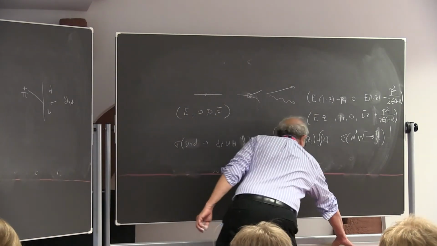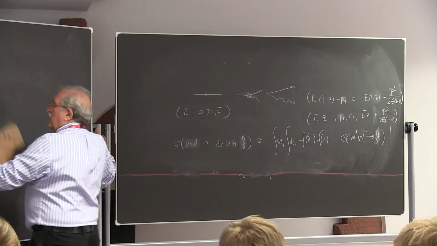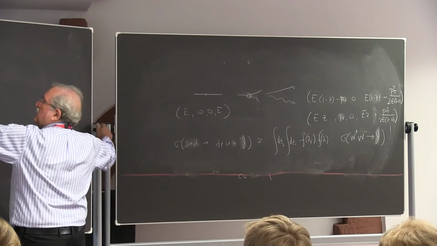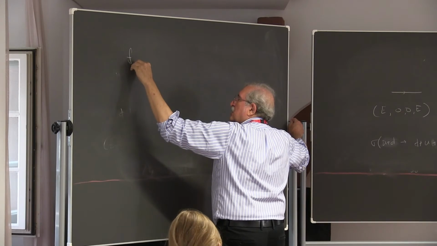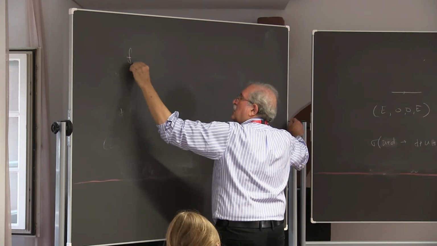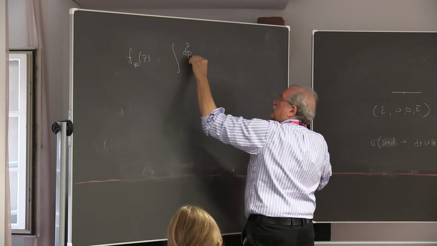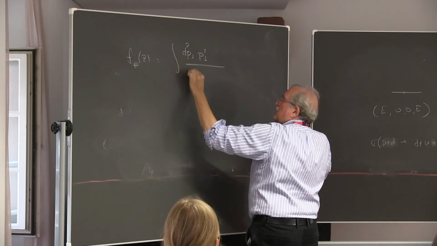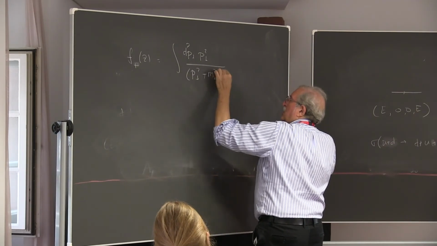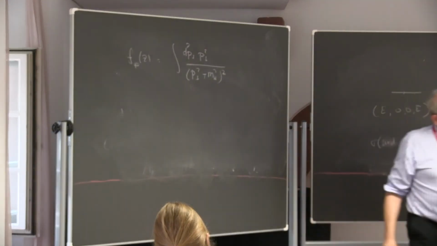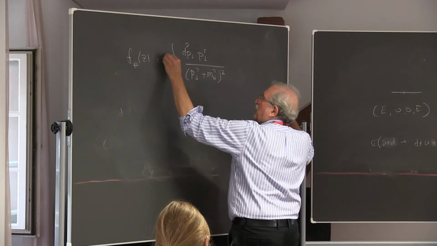Now I can erase this. For the transverse components, you find exactly the answer that you found in QCD. So for W plus and W minus, you find the integral d2 pt times pt squared over pt squared plus mw squared, times alpha w over 4 pi.